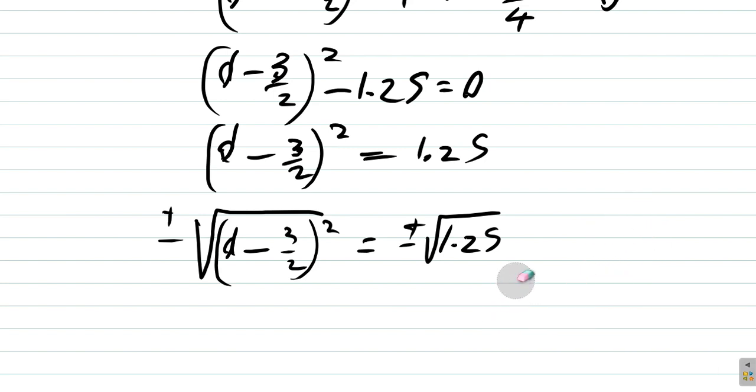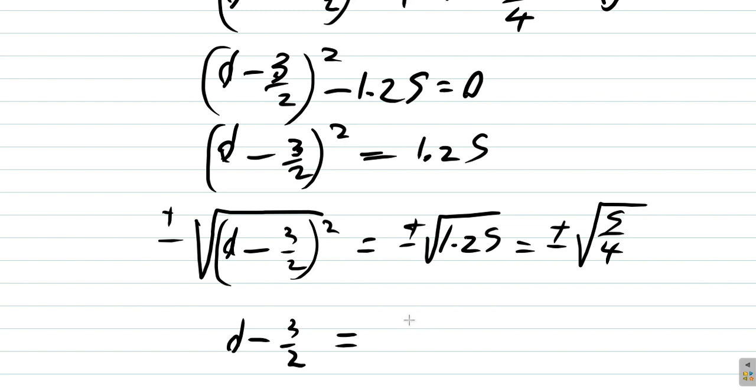Let's play around with it like that now and see what happens. It's the same as positive and negative, the square root of 5 over 4. It just looks nice and neat when you deal with fractions. But anyway, when you square root something and square it back, the square and square root cancel each other and leave the number undisturbed. So the D minus 3 over 2 will remain there untouched. Equal, so this will be plus or minus square root of 5 over 4.